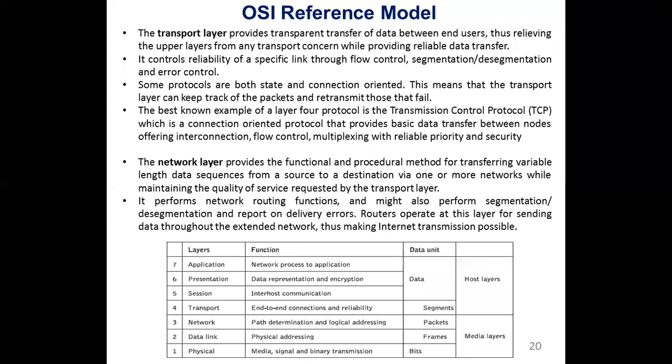Next comes the network layer, which provides the functional and procedural method for transmitting different lengths of data, and it maintains the quality of service which the transport layer on top is requesting. It also performs the routing functions. You can use different kinds of routing like shortest path, open shortest path, distance vector routing; different kinds of routing can be used. It also performs segmentation and desegmentation. If any errors are there, it provides the delivery as well. Routers operate at this layer for sending the data. This is the layer where the internet connection is made possible.